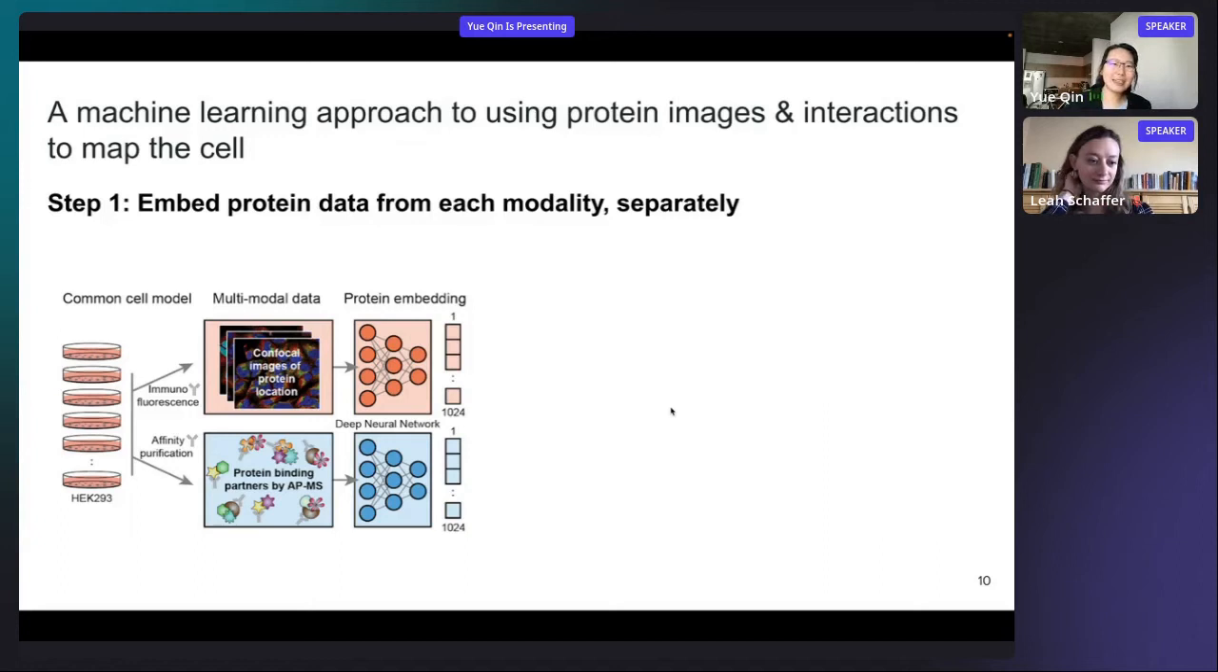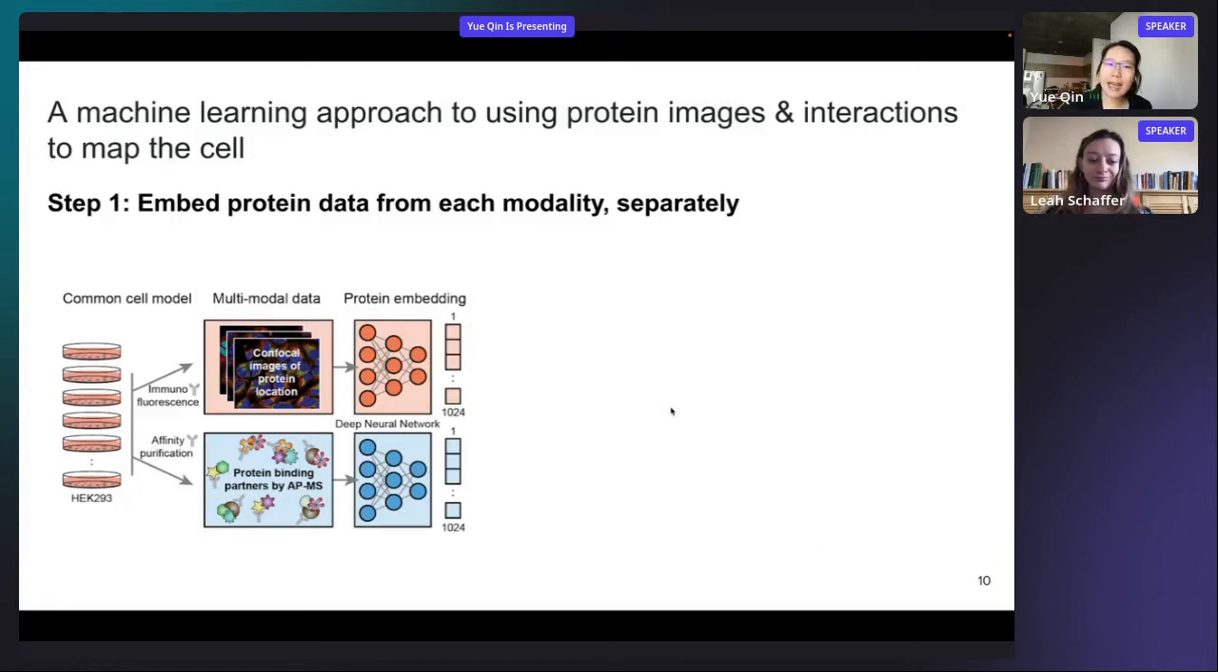So in those cases, it's actually a very similar idea. In the single-cell RNA-seq study, you embed the complex transcriptome of the cell into a 2-dimensional space. In that case, 2 cells will be put close to each other in the UMAP or t-SNE if their transcriptome profiles are similar. And here, similarly, we're embedding each protein into a 1024 dimension for image and for AP-MS separately.